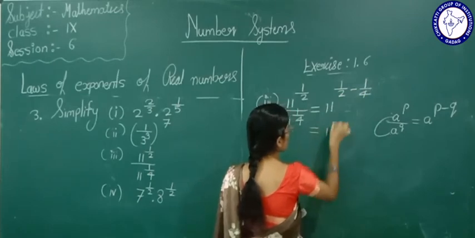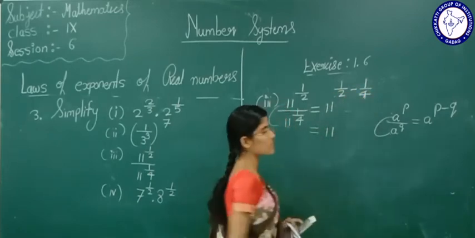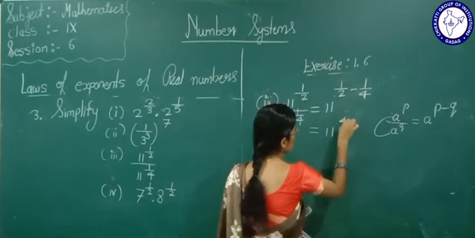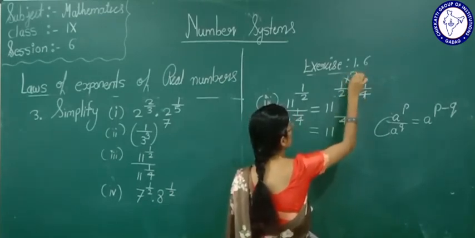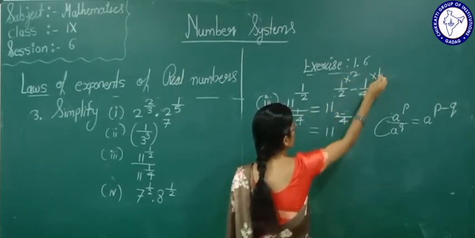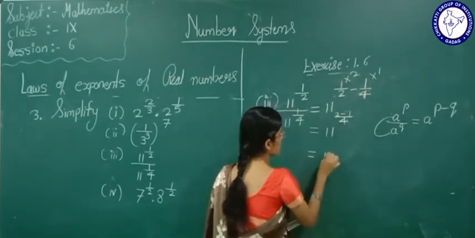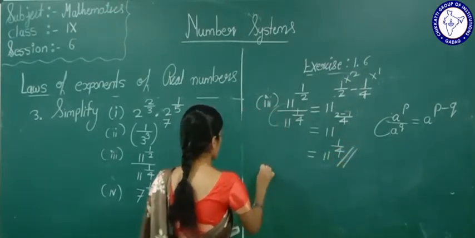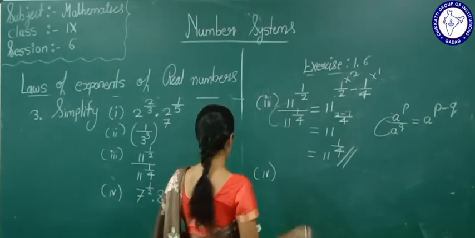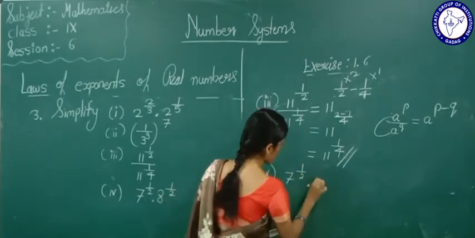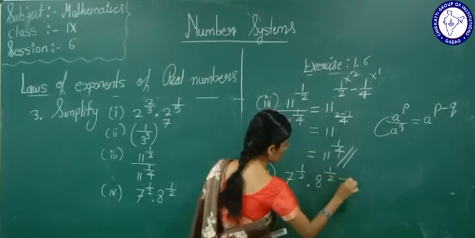Here the denominators are different. To make it equal, we are going to take the LCM. The LCM of 2 and 4 is 4. 2 2s are 4, 4 1s are 4, so 1 2s are 2 minus 1 1s are 1. It will become 11 raised to 1 by 4. So next one, that is the last one. 7 raised to 1 by 2 multiplied by 8 raised to 1 by 2.